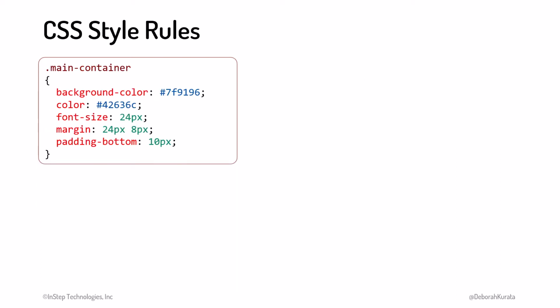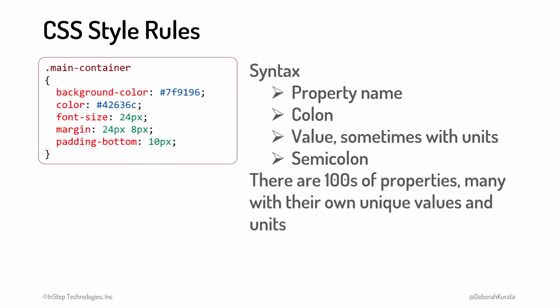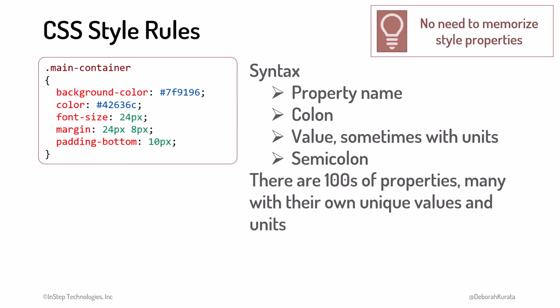Inside the style declaration, we add the CSS style rules. The syntax requires the property name, a colon, and a value, sometimes with units, and we end each rule with a semicolon. There are literally hundreds of style properties we can set, many with their own unique values and units. But you don't need to memorize these properties because they are fully documented on the web. I recommend using the developer.mozilla.org website, or MDN, for the most complete and up-to-date CSS information.